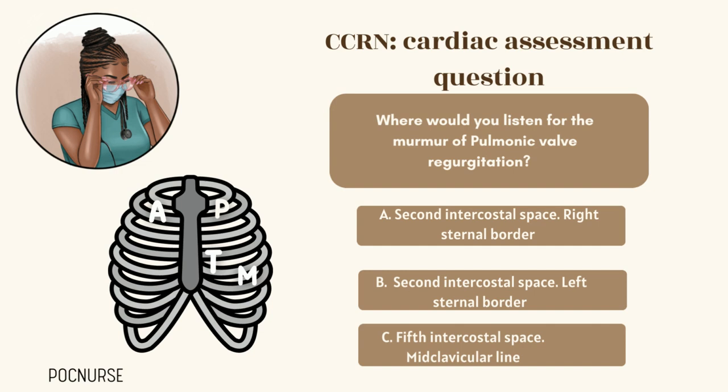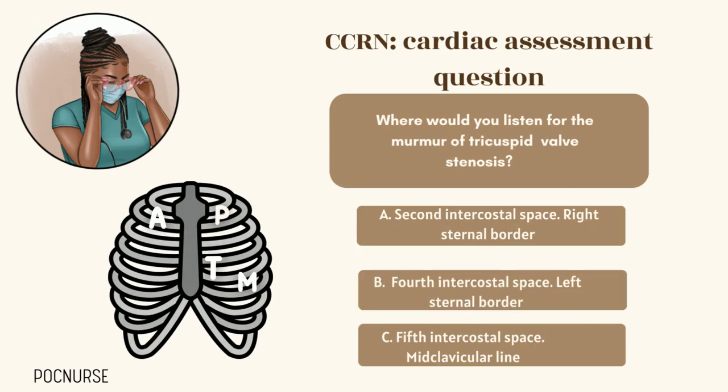Another question here is, where would you listen for the murmur of pulmonic valve regurgitation? The choices are second intercostal space, right sternal border, second intercostal space, left sternal border, or fifth intercostal space, mid clavicular line. Using the mnemonic, all physicians take money or all patients take medications, we know the letter P corresponds to second intercostal space, left sternal border. What do you think the answer is? Let's check. So the answer is second intercostal space, left sternal border. This is where we would listen for a murmur of the pulmonic valve.